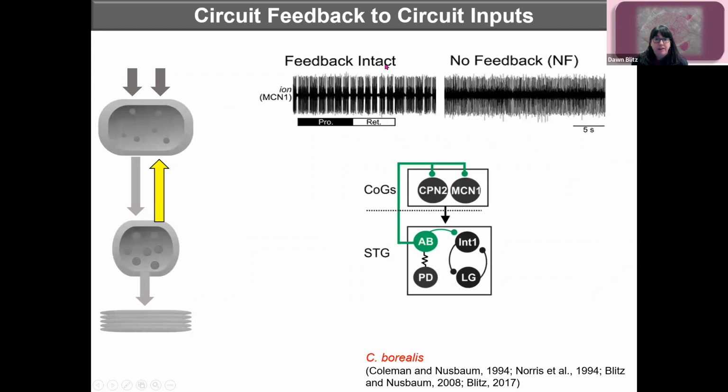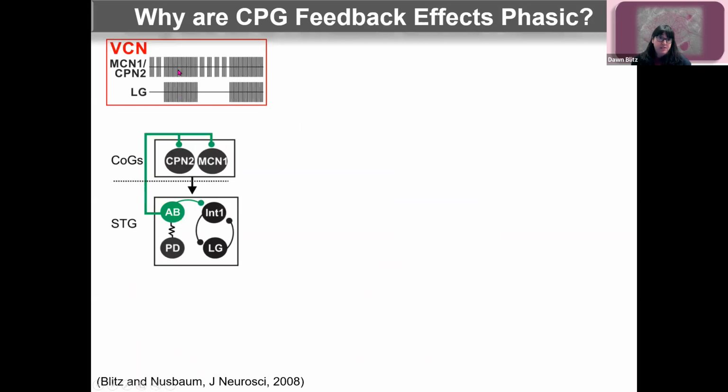So here is an example of MCN1 where it has this pyloric timing. And what's been shown in several papers is that the AB neuron, which does, of course, project up to the commissural ganglia, synaptically inhibits both MCN1 and CPN2, so that when you remove feedback from the networks, you get this tonic firing in the projection neurons. So if we think about what I've shown you with the two different projection neuron patterns, the question then is, why does the pyloric timing go away physically, right? How come during each protraction phase, when LG is active, the projection neurons lose that pyloric timing?